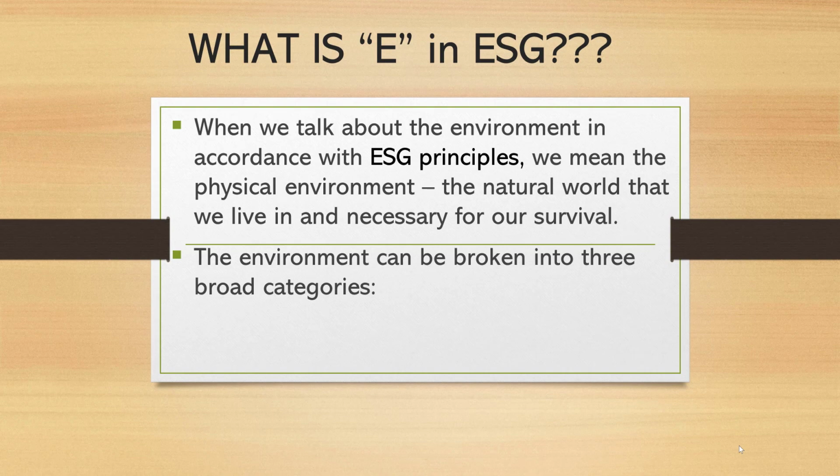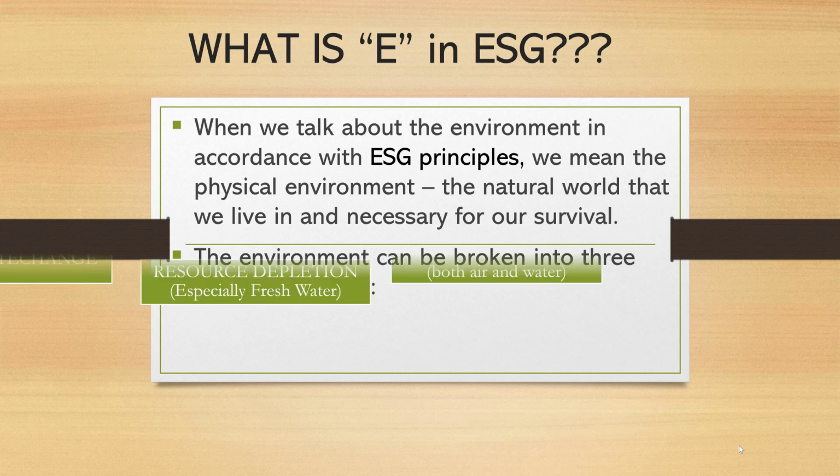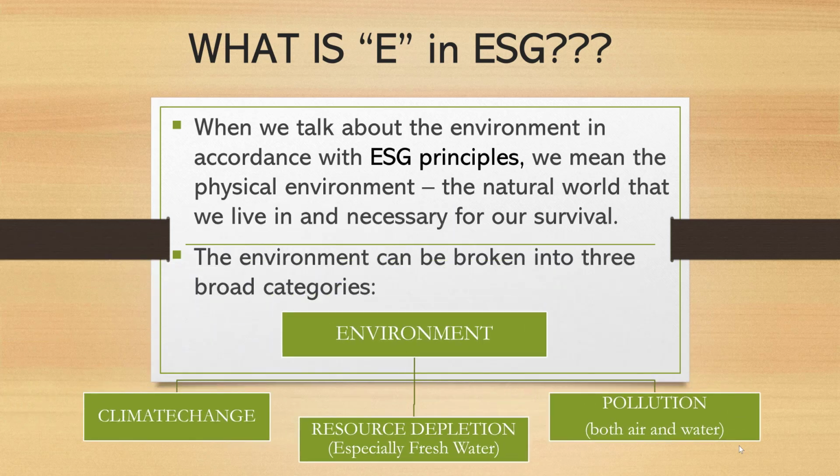What is E in ESG? When we talk about the environment in accordance with ESG principles, we mean the physical environment, the natural world that we live in, and necessary for our survival. The environment can be broken into three broad categories. The three broad categories are climate change, which we are experiencing on a greater scale, resource depletion, especially freshwater depletion, and third is pollution, both air pollution, water pollution and soil pollution.